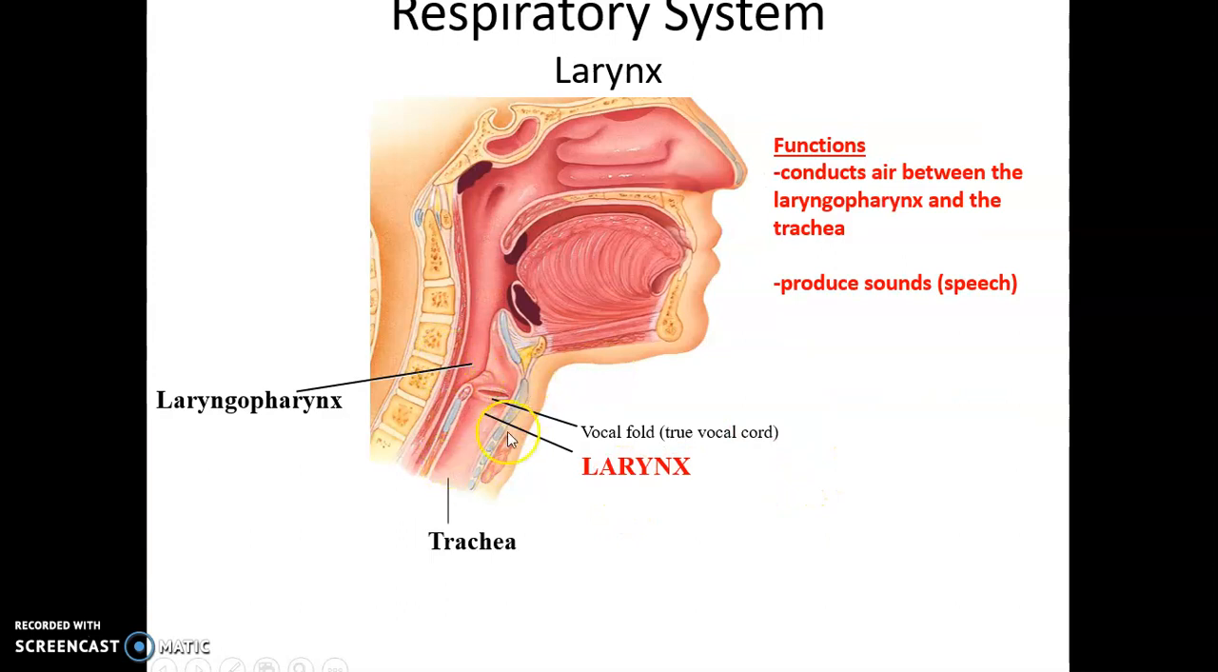Next up is the larynx. The larynx is anterior to the esophagus and obviously inferior to the laryngopharynx. The larynx's job includes conducting air between the pharynx and the trachea, and also producing sounds, including the sounds we make for speech.